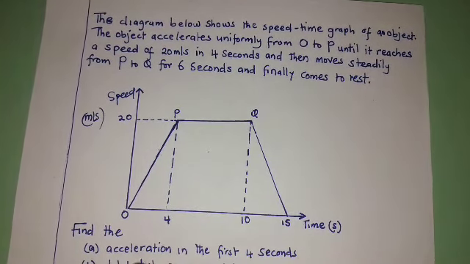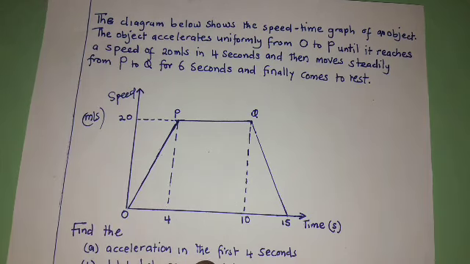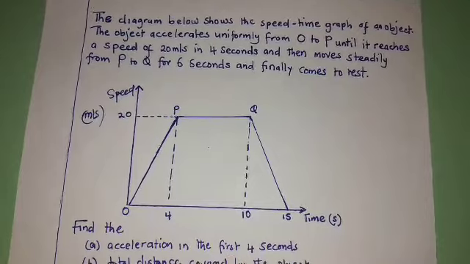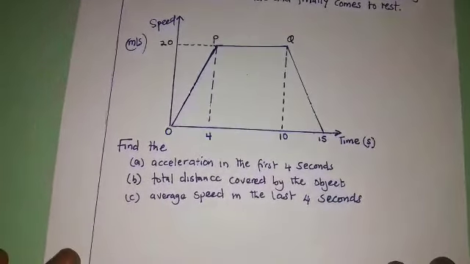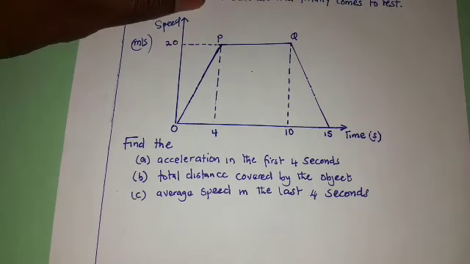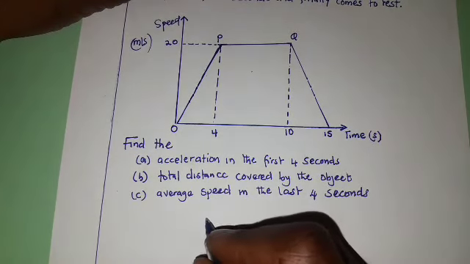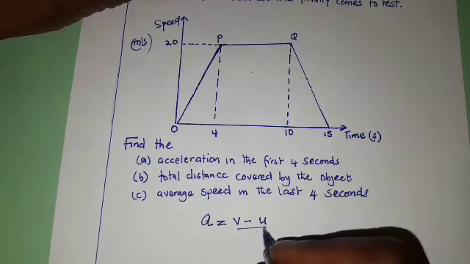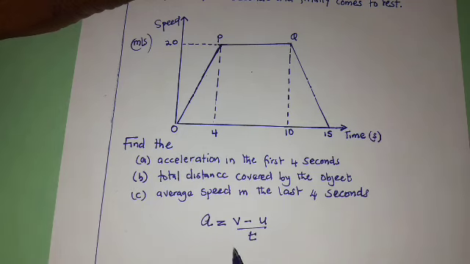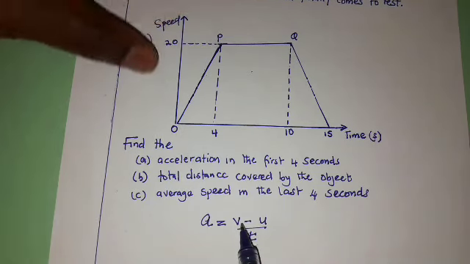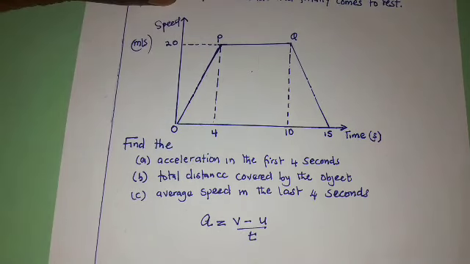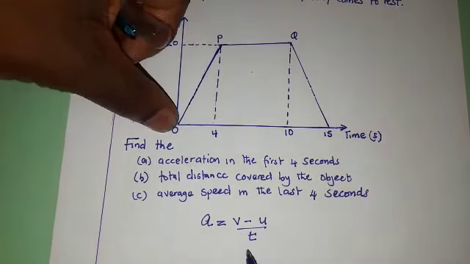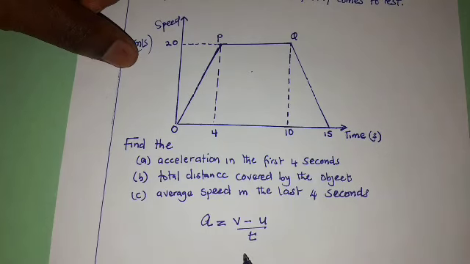So in the first question, we're being asked to find the acceleration in the first 4 seconds. What is the acceleration in the first 4 seconds? Many times we have maintained this formula to say acceleration is equal to V minus U over T, where V is the final velocity or speed here, U is the initial velocity, and T is the time taken for that acceleration.